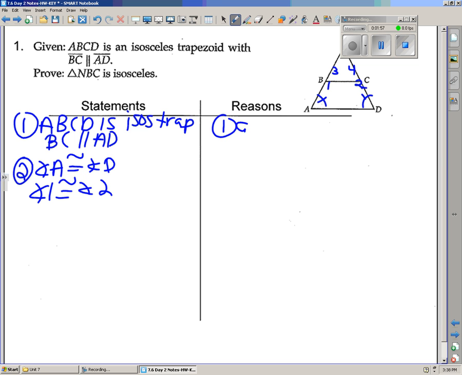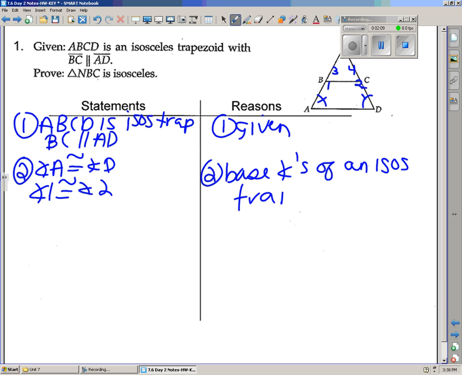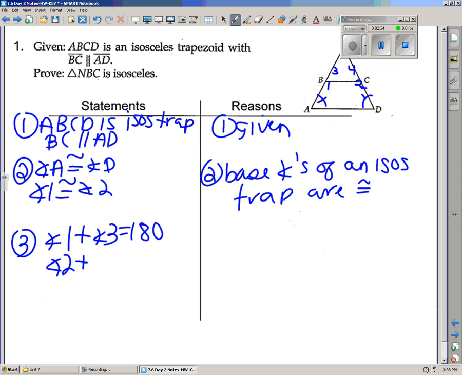And this is given. And this is base angles of an isosceles trapezoid are congruent. Well, notice how 3 and 4 are supplementary to 1 and 2. And if you're supplementary to congruent angles, you're going to have to be congruent as well. So you can actually put that in here, and you can say angle 1 plus angle 3 equals 180. Angle 2 plus angle 4 equals 180.